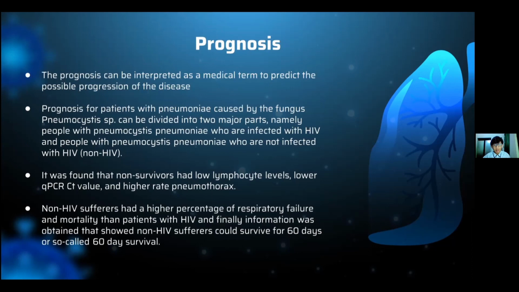In non-HIV patients, between survivors and non-survivors, it was found that non-survivors had low lymphocyte levels, lower qPCR-CT values, and a higher rate of pneumothorax. In fact, it was also found that non-HIV sufferers had a higher percentage of respiratory failure and mortality than patients with HIV. Patients with this disease, especially non-HIV patients, only last an average of 60 days. So it is often called 60-day survival.